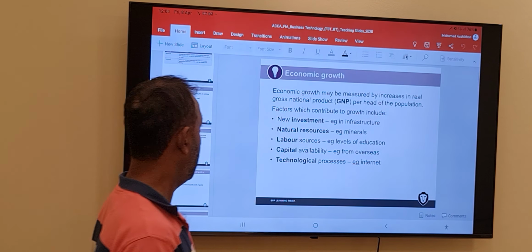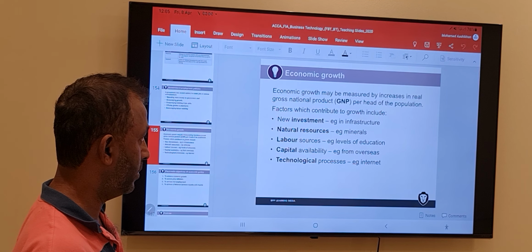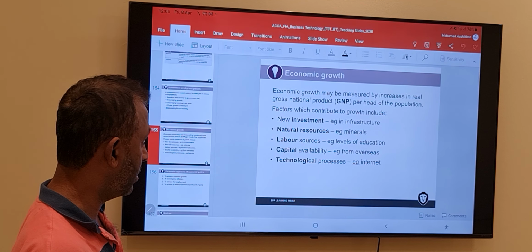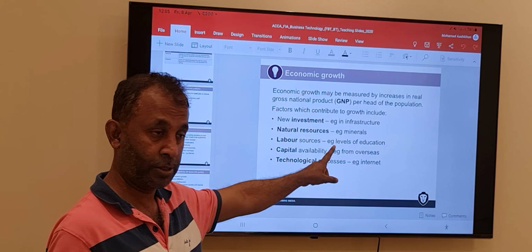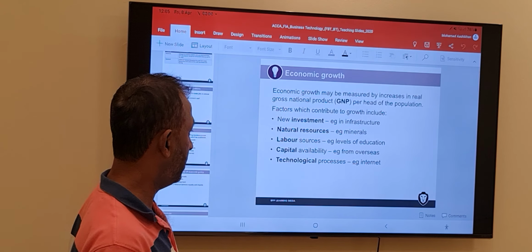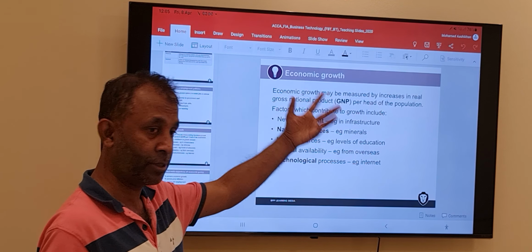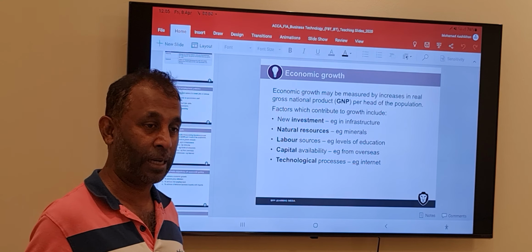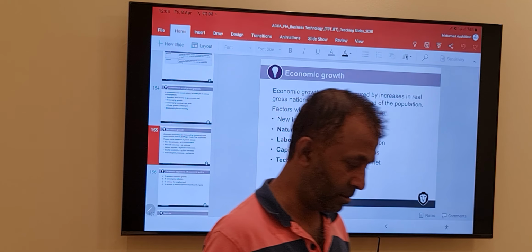Economic growth. Economic growth may be measured in increases in real gross national product per head of population. Factors which contribute to growth include new investment, natural resources, for example investment in infrastructure, minerals, labor sources, levels of education, capital availability from overseas or locally, like now in Sri Lanka we talk about IMF. Technological progress, for example new technology from the internet and so on.